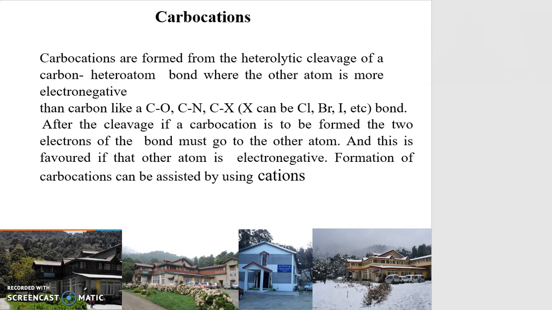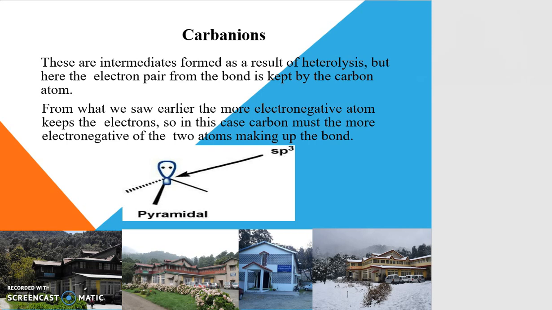The formation of carbocations can be assisted by using cations. Now, my friend, come to the carbanion. These are the intermediates formed as a result of heterolysis. But here the electron pair from the bond is kept by the carbon atom. From what we saw earlier, the more electronegative atom keeps the electron. So in this case, the electrons go to the more electronegative of the 2 atoms making up the bond. You can see the pyramidal structure of carbanion and the hybridization sp3.